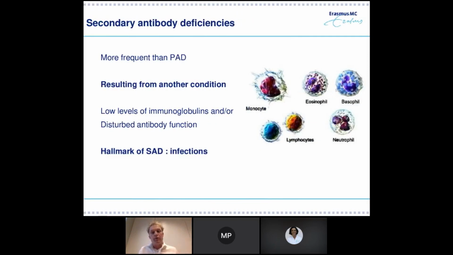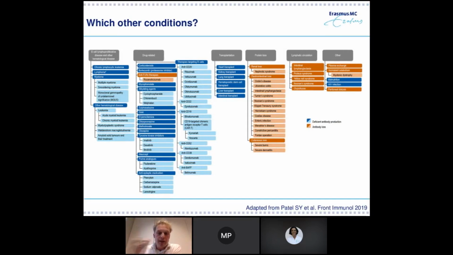So it's very difficult to make the distinction between those two. And again, like already presented in one of the first slides, secondary antibody deficiencies are more frequent, resulting from another condition. You see low levels of immunoglobulins, disturbed response to immunization, and indeed infection. So really resembling the clinical picture of a primary antibody deficiency. And this is a very nice picture that I took from a paper published by Dr. Patel and Professor Jolles 2 years ago.